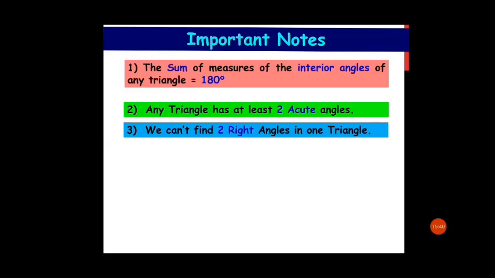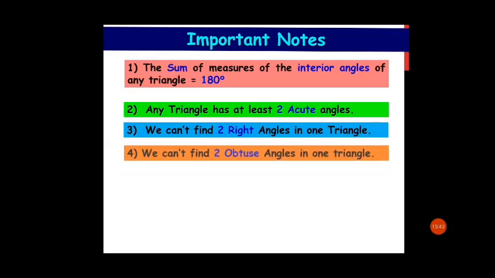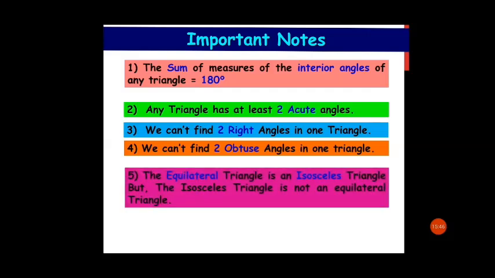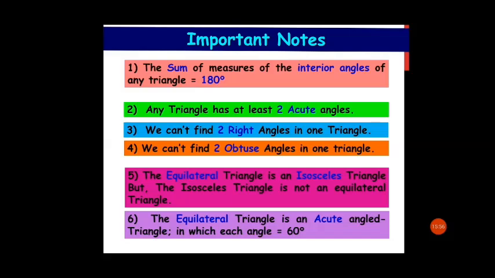We can't find 2 right angles in one triangle, and we can't also find 2 obtuse angles in one triangle. The equilateral triangle can be an isosceles triangle, but the isosceles triangle cannot be an equilateral triangle. The equilateral triangle is an acute angled triangle in which each angle equals 60 degrees.